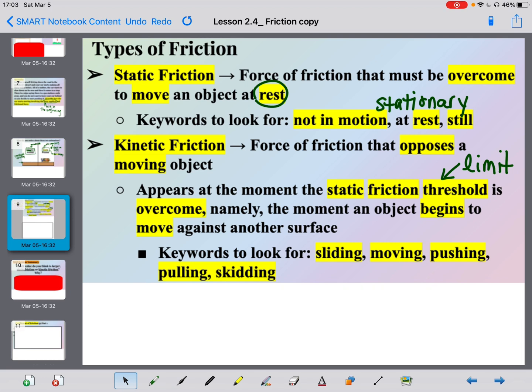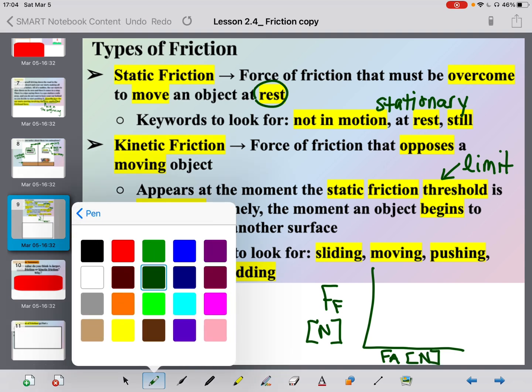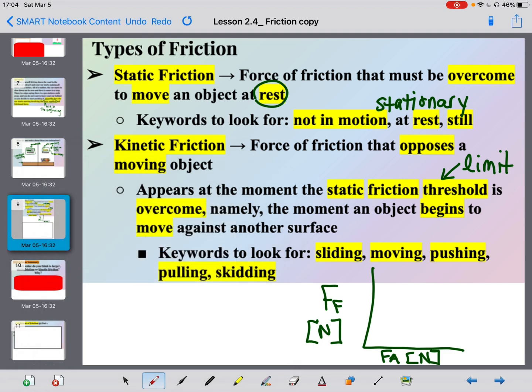What I would like us to write, if it's not already written in our notes, would be the force of friction on the y-axis with our units with a capital N for newtons, and the force applied, again with the same units, because we know that all forces have the same units. We're going to pick a different color. We're going to draw the following graph.